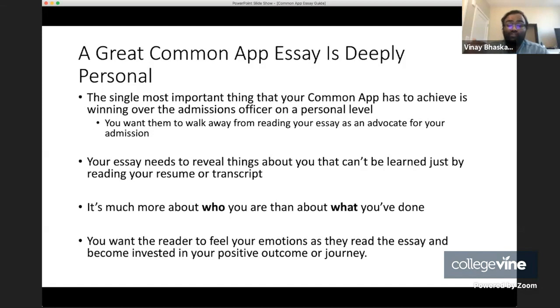And your essay needs to reveal things about you that can't just be learned by reading your resume or your transcript. It's much more about who you are than about what you've done. And I'll repeat that. It's much more about who you are than about what you've done. The singular goal that you're going for is for the admissions officer who's reading this to walk away being able to say, A, I know who this person is, and B, I want this person and their personality and their way of thinking about the world to be a part of my college, to be a part of my organization, so to speak. So the number one thing within this number one slide is it's much more about who you are than what you've done.